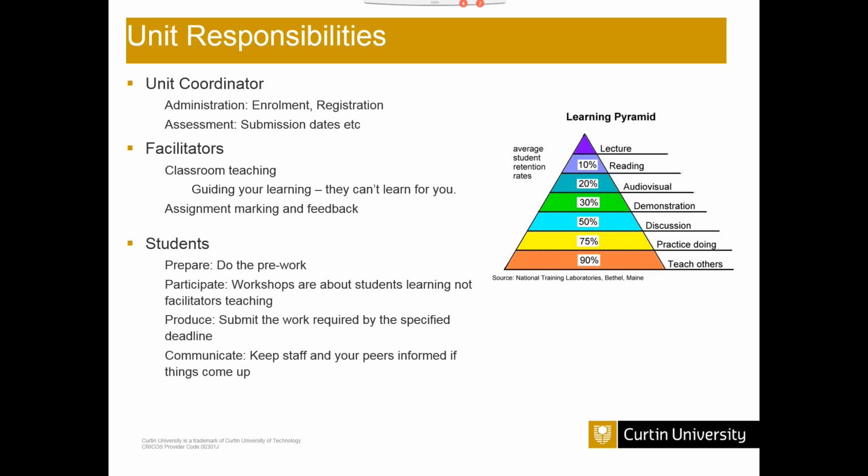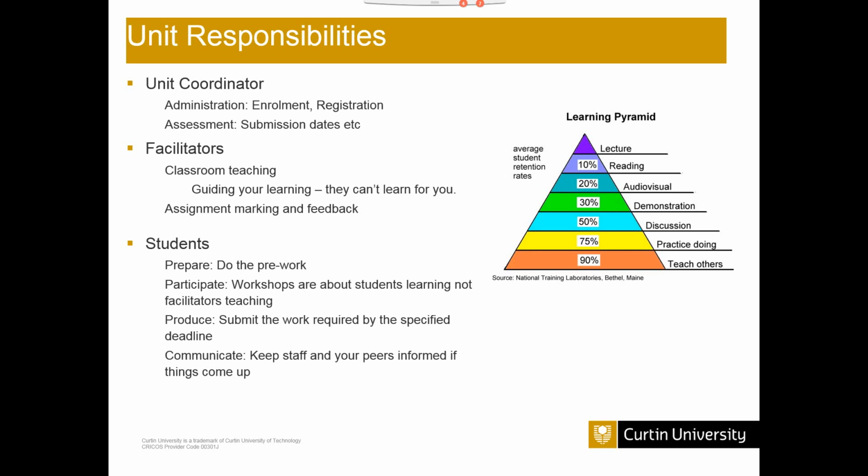The figure I've got on the right-hand side here is a learning pyramid. It talks about the way that people retain material that is delivered to them. At the top of the pyramid is a lecture. If you sit in a lecture and don't participate and you just listen, you're going to retain a very small amount of information. The amount of information that's retained increases as you go down this pyramid.